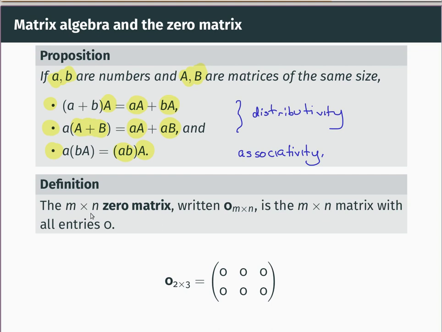So the final definition then is the zero matrix. For each m and n, we have an m by n zero matrix, which we write as a bold 0 with a subscript m by n. And that's the m by n matrix, all of whose entries are 0. So as an example at the bottom of the page there, here is the 2 by 3 zero matrix, and that's the matrix with 2 rows and 3 columns, all of whose entries are 0.